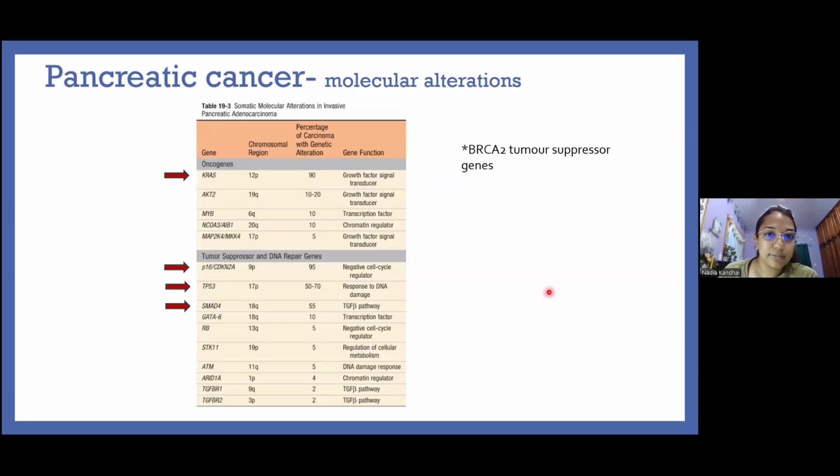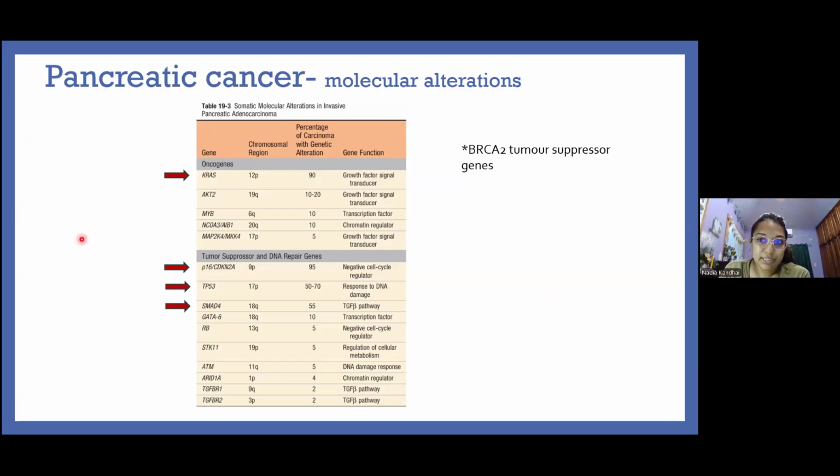So KRAS is the most frequently altered oncogene. It has activating point mutations in 90 to 95% of cases, and it impairs the intrinsic GTPase activity of the KRAS protein so that it's always active. And this then activates the intracellular downstream signaling pathways that promote carcinogenesis.